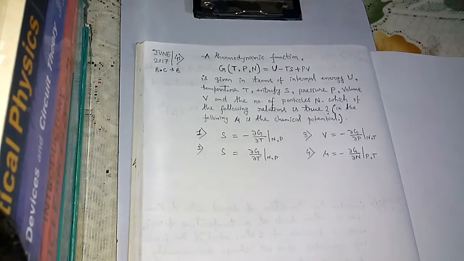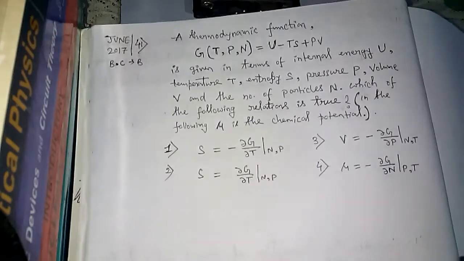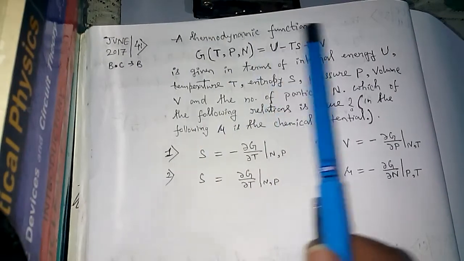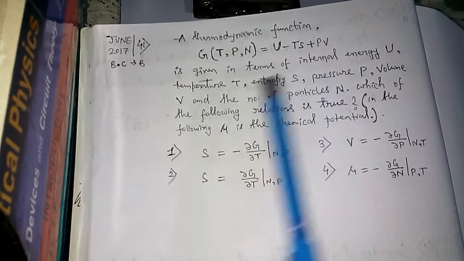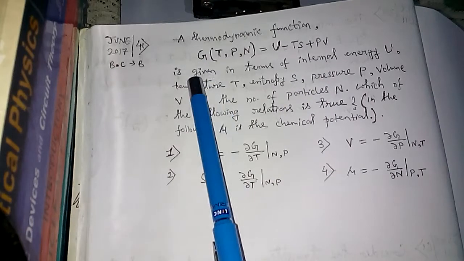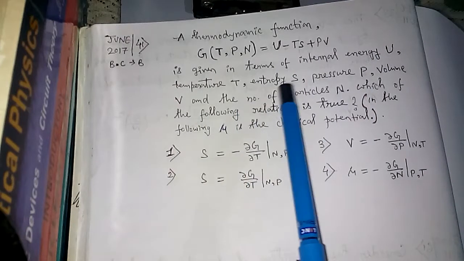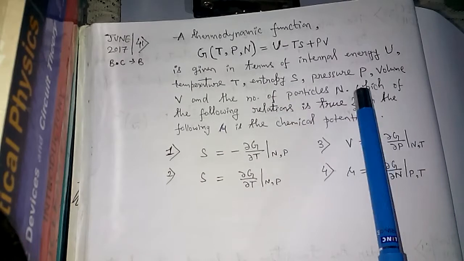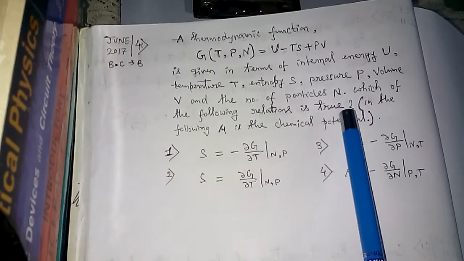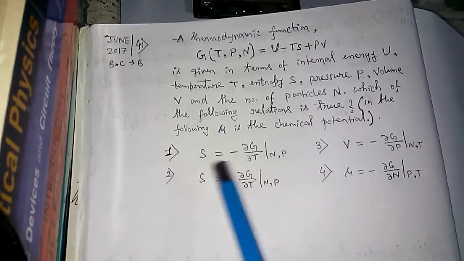Today we have a problem from June 2017, question number 41, booklet code B. It says a thermodynamic function G has been given as U minus Ts plus PV, in terms of internal energy U, temperature T, entropy S, pressure P, volume V, and the number of particles N. Which of the following relations is true? In the following, mu is the chemical potential. So which relation is true?